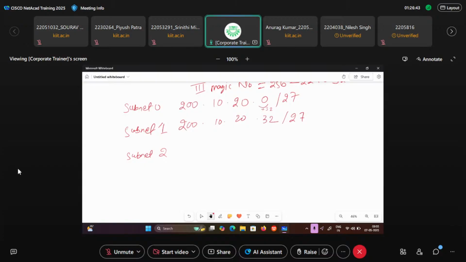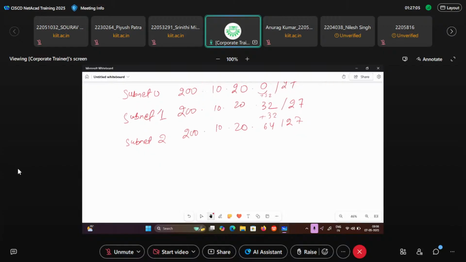Now subnet 1 is 32. Subnet 2, what is the value of subnet 2? That value is 200.10.20. Just add 32 again. What will you get? 64. This /27 again. /27 will be fixed because this new subnet mask, the CIDR value, you already got. Now the next is subnet 3. What is the value? 200.10.20. Again add 32. What will you get? 96.